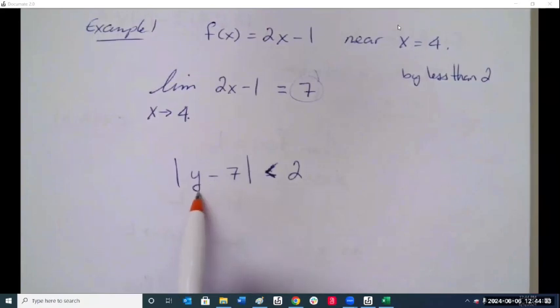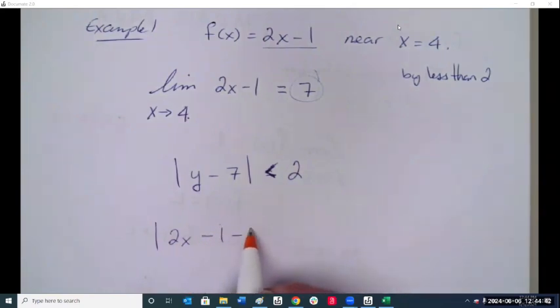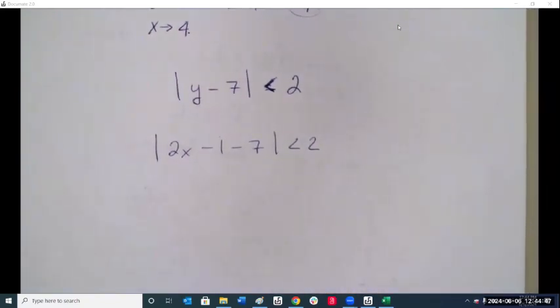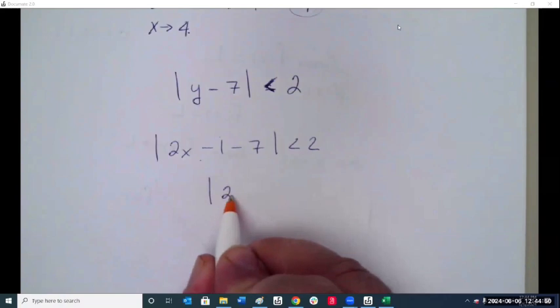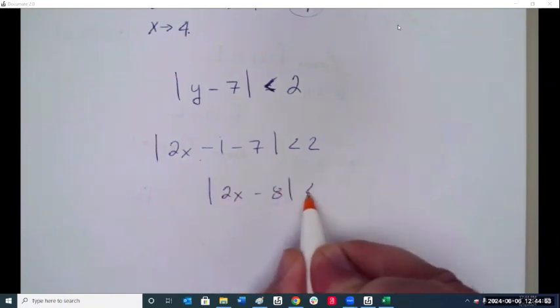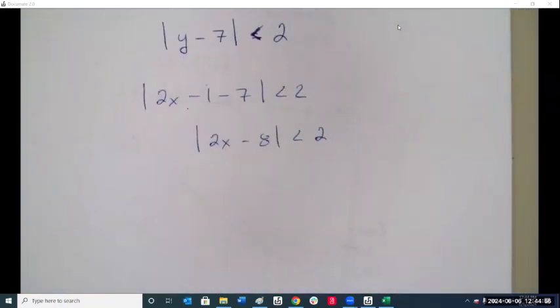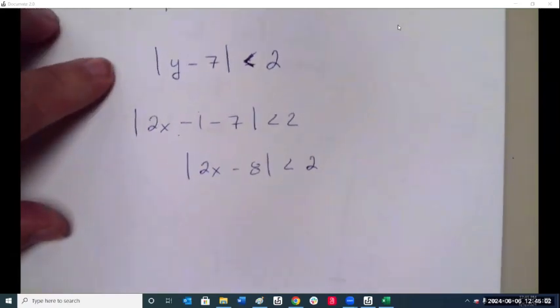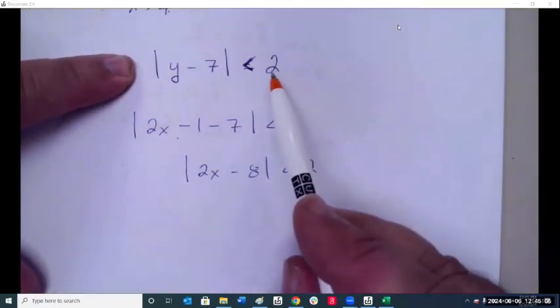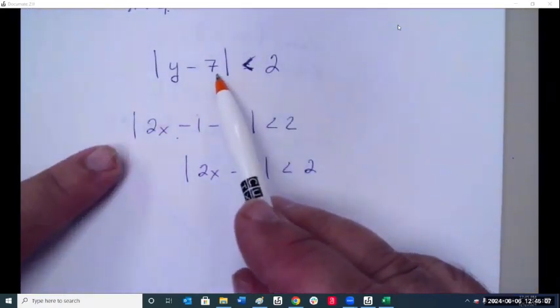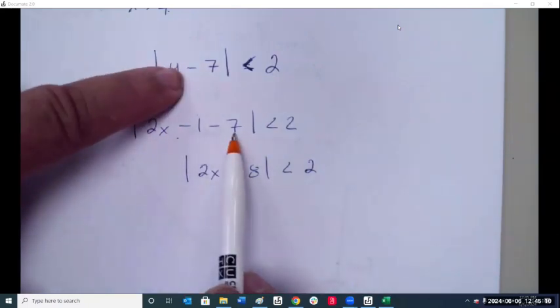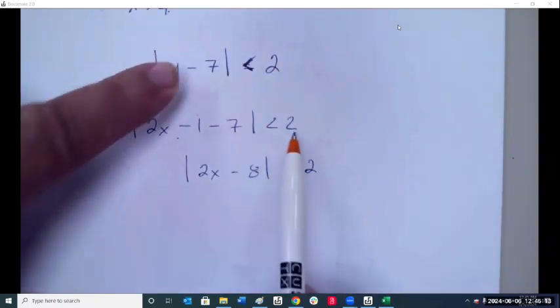Okay, so what is y equal? y equals 2x plus 1, or 2x minus 1, I should say. Simplify this, we get 2x minus 8. I want it to be less than 2. So far, so good? Because we want to know, here's the function. I want to be within 2 units from 7. And our function is 2x minus 1 minus that value we're getting to. It has to be less than 2 units.